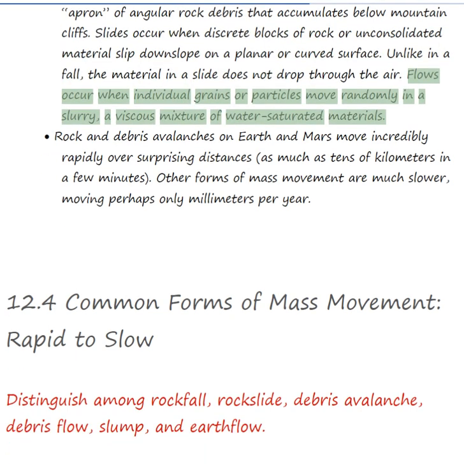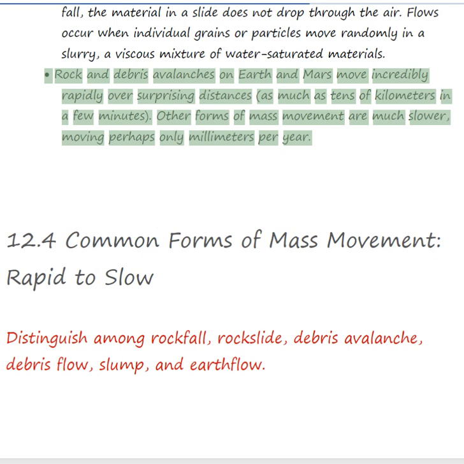Flows occur when individual grains or particles move randomly in a slurry, a viscous mixture of water-saturated materials. Rock and debris avalanches on Earth and Mars move incredibly rapidly over surprising distances. Other forms of mass movement are much slower, moving perhaps only millimeters per year.